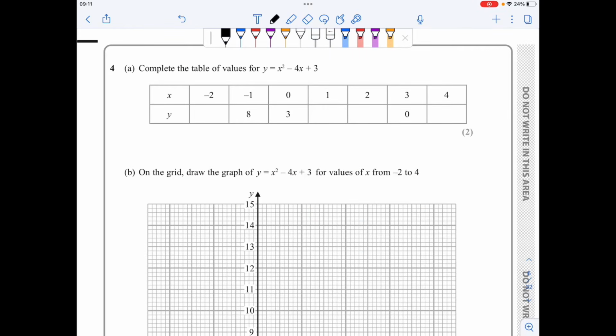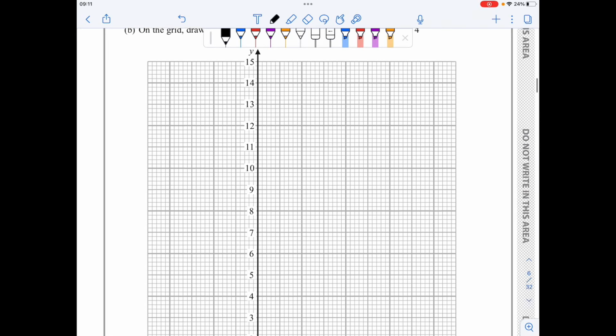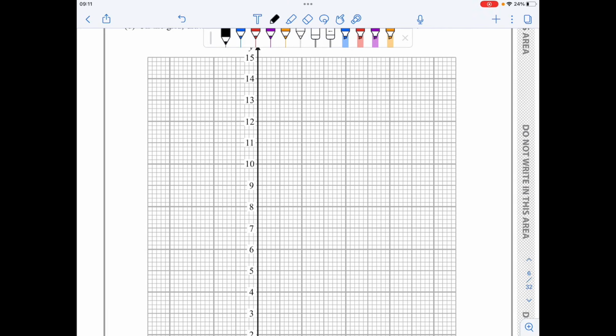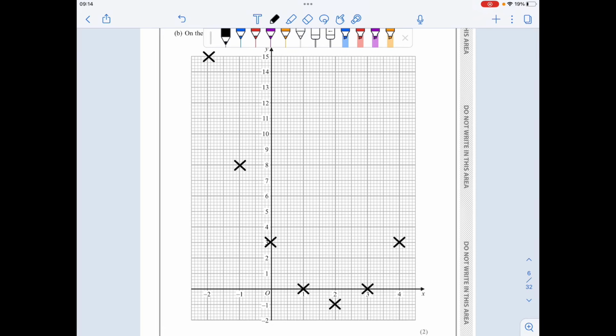For question 4, just plug in these x values into the equation and get the y values. These come out to be 15, 0, minus 1, and 3. And then in part B, I'll need to plot these points. Let me zoom out a bit. And then I will join them with a smooth curve.